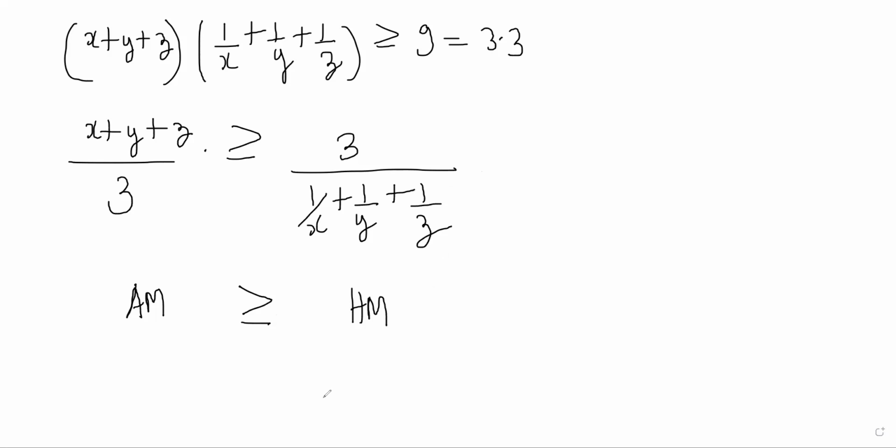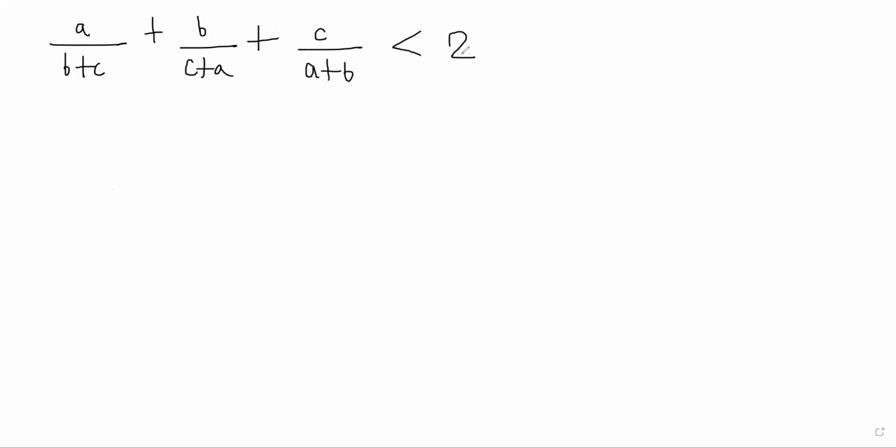Now for the second part of the question. Second part of the question was saying A by (B plus C) plus B by (C plus A) plus C by (A plus B) is less than 2, we have to show. So I do the same thing, same thing as before, like add 3 on both sides. You could try that.